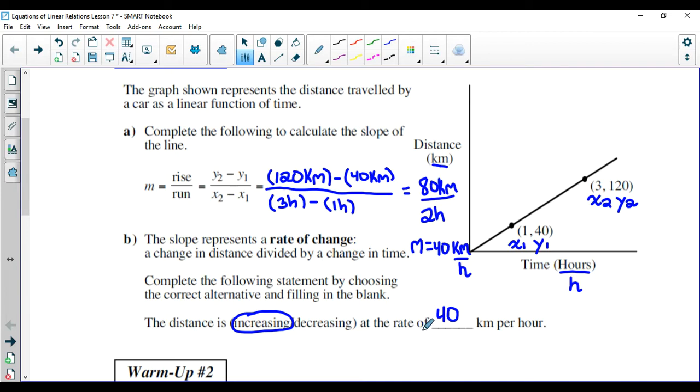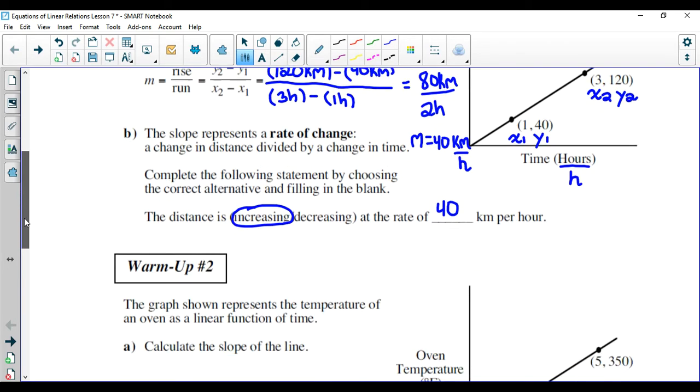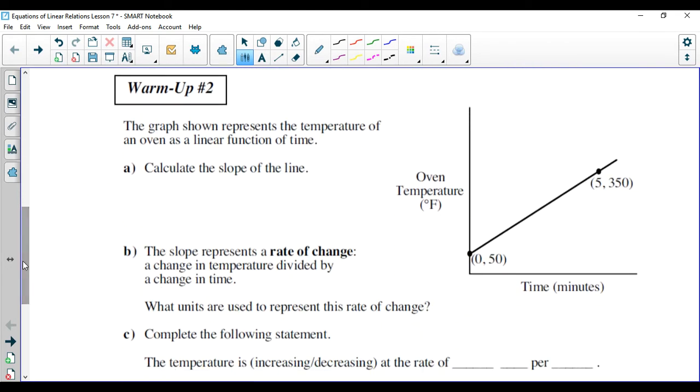So what that means is in 1 hour, I don't know if it's a car. It is a car. Yeah, the car would cover only 40 kilometers. So that's a pretty slow speed. Okay, let's go to warm-up number 2.